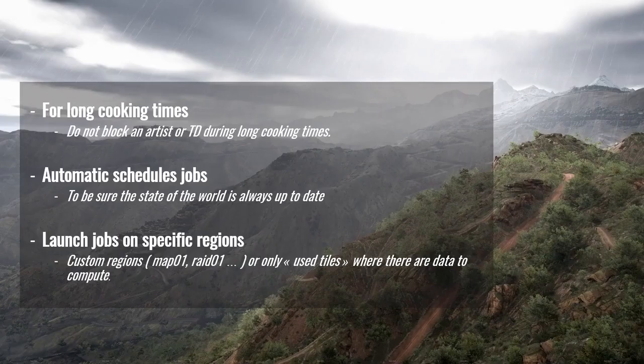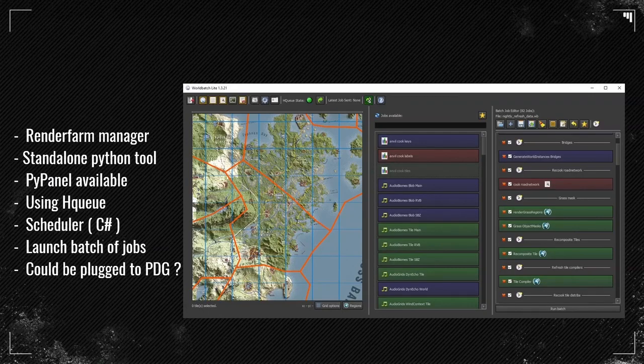World batch and render farm, because we do use a render farm. Because we have long cooking times, we need to automate some jobs, because we have all these nightly rebuilds I talked about. So that's world batch. So not so small now, the tool we developed to distribute jobs.